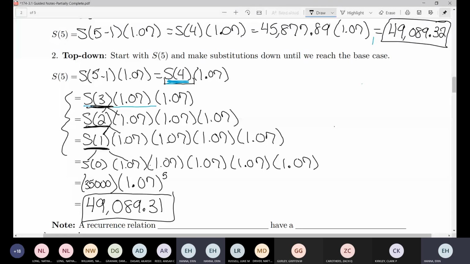I want to be careful with that, though. On a quiz or exam, the more work you show, the more partial credit I can give you. If you jump from one to the other and just get it plain old wrong, I'm not sure where you went wrong, so there's not going to be a lot of options. But if you think you got it down, and you want to just jump to the 35, I would at least write S of 0, 1.07 to the 5th before replacing it with the S of 0 value. But I think that would be all right.